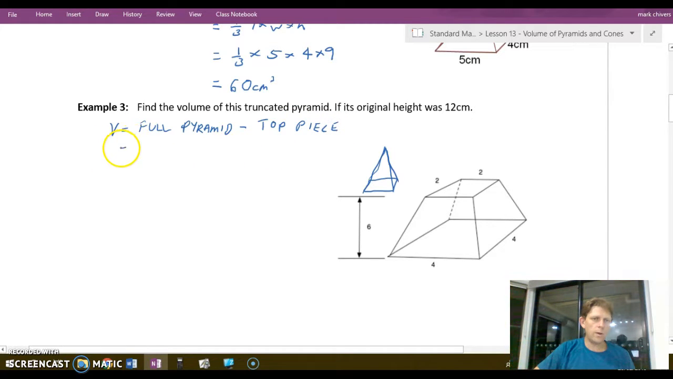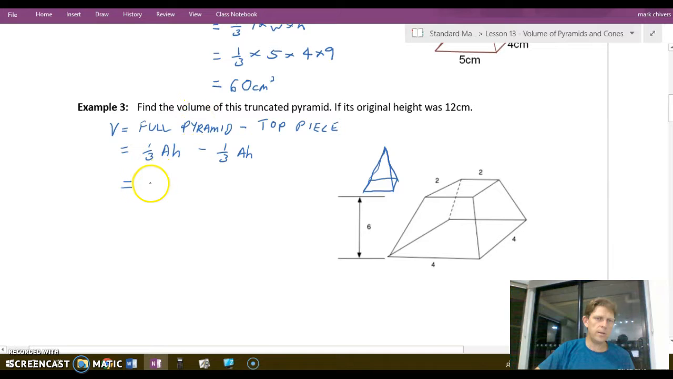All right, so once again, the formula is the same: 1/3 of the area of the base times the height of that first, minus 1/3 of the area of the other, the top piece, times the height. So that's going to give us the volume of the full pyramid if it was all there. That'll give us the volume of the little top piece, and the full formula will give us the volume of the bit that's left over, the truncated pyramid.